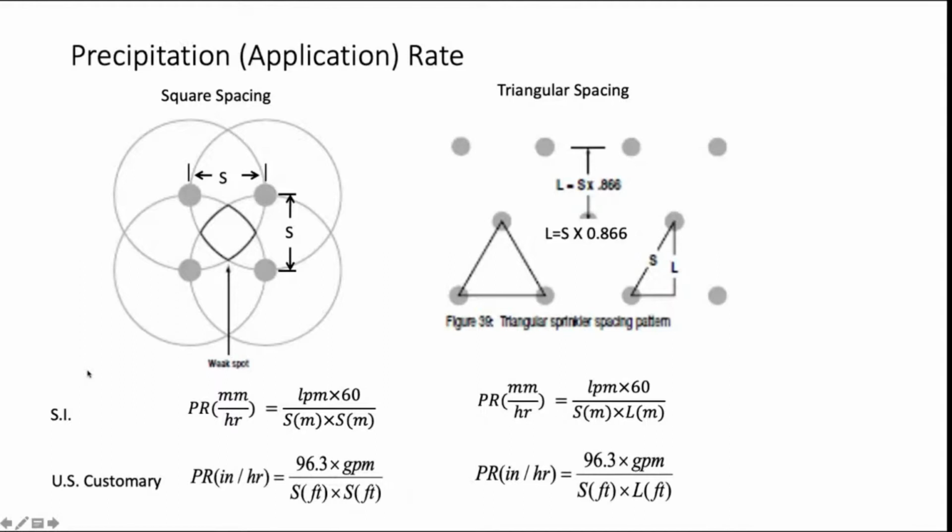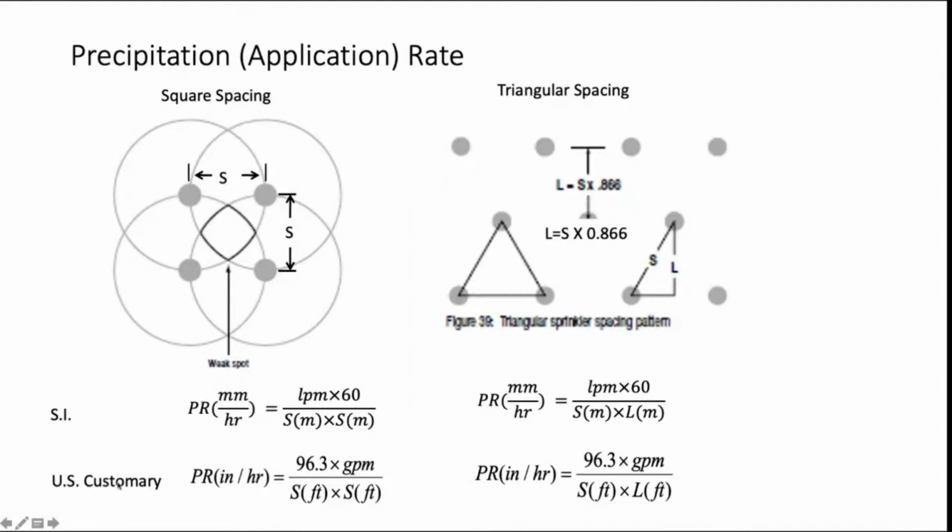So how do we calculate a precipitation rate? Here we have the square spacing, where this S equals that S, and it's nice and square. We're looking at what's being thrown on between 4 sprinklers here. And in SI, it's simply liters per minute times 60 to get liters per hour, divided by your spacing in meters by spacing in meters, and that will give you millimeters per hour.